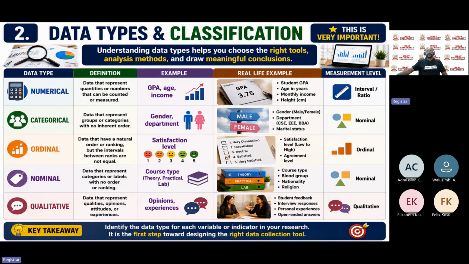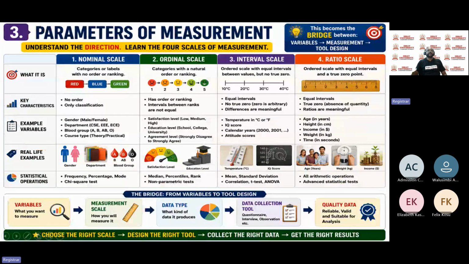Data types and how different scales are used to measure them. Now, what we are going to see is what the parameters of measurement are, because depending upon the data, the scale will vary, isn't it? That we have seen in our previous board.